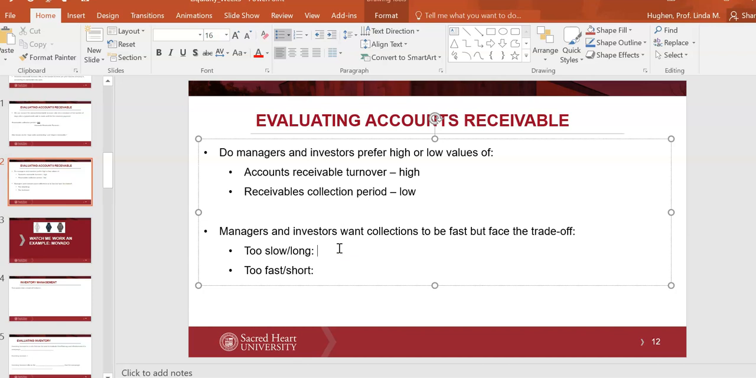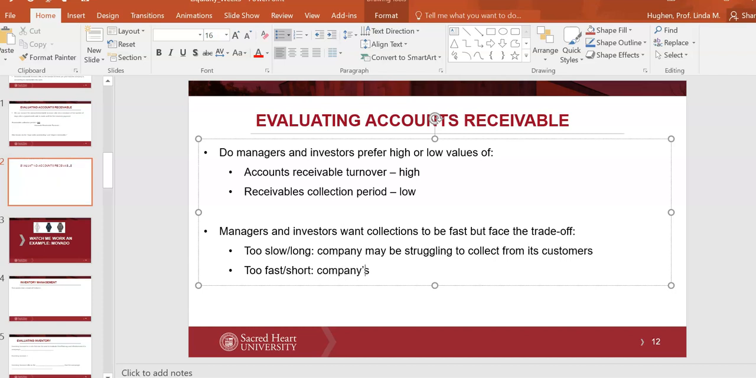Managers and investors want collections to be fast, but of course they face a trade-off. If collections are too slow or the time is too long, the company may be struggling to collect from its customers. And if the time is too short, the company's credit policies may be too strict. So why would that be a bad thing? Maybe missing out on sales.